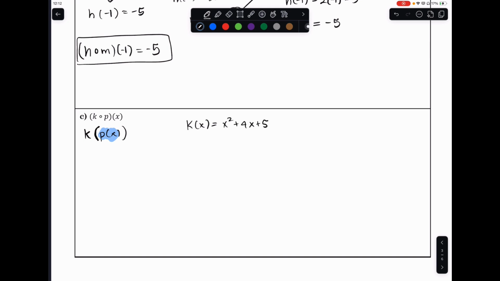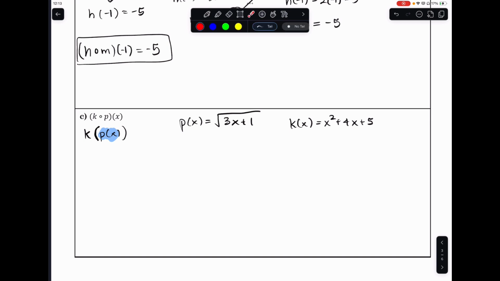And now we want to do it for all values of x, not just one specific number for x. So I'm going to set this up a little bit differently in order to do this. I'm going to put k first, and I'm going to put p second. Well, it doesn't really matter as long as you understand the direction. So let me do it the other way, all right? Let me start with p. So p of x is equal to the square root of 3x plus 1, and k of x equals x squared plus 4x plus 5.